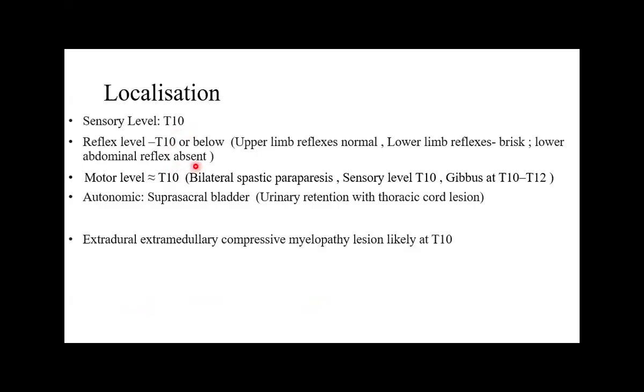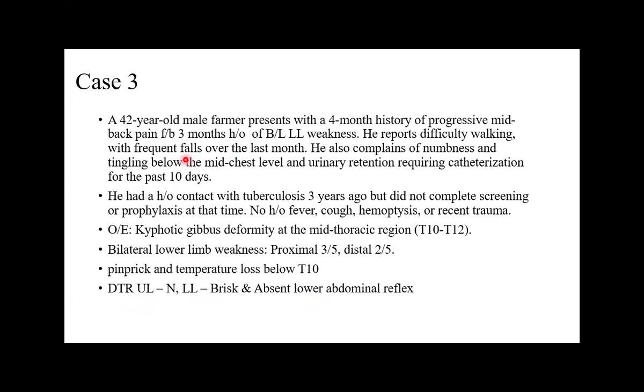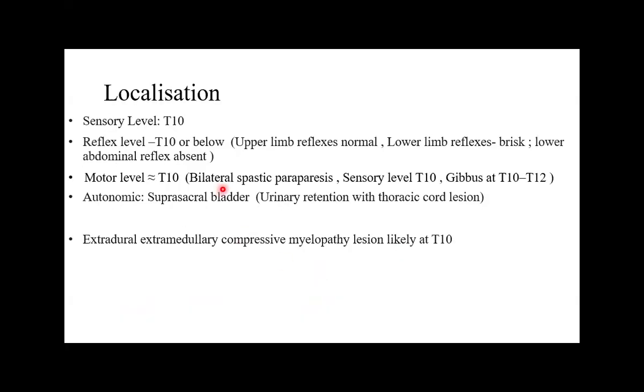So here, for localization, the sensory level is T10, as there is a loss of pinprick and temperature, and the reflex level is T10 or below, because upper limb reflexes are normal, lower limb reflexes are brisk, and the lower abdominal reflex is also absent. And the motor level could be at T10, because there is bilateral lower limb spastic paraparesis, we got a sensory level at T10, a gibbus with kyphotic deformity at T10 to T12, and the autonomic bladder also.